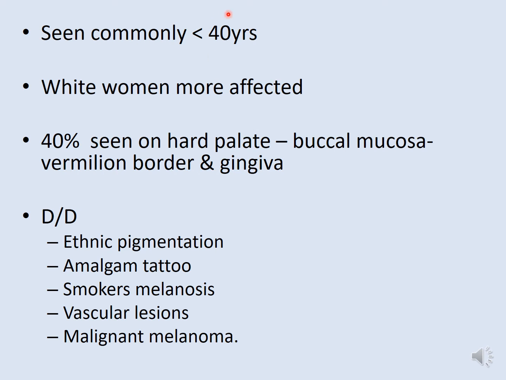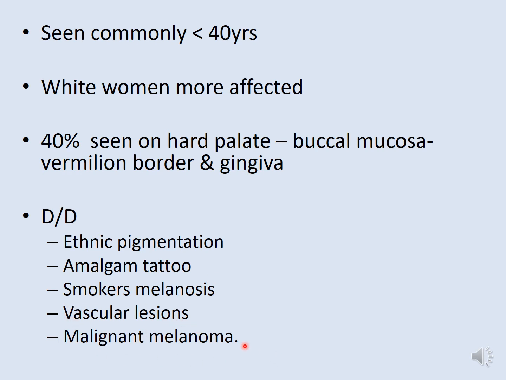So clinical features: they're seen commonly in people less than 40 years old, more common in white women. 40% are seen on the hard palate, followed by buccal mucosa, vermilion border, and the gingiva. Now, differential diagnosis, DD here means differential diagnosis. You need to rule out ethnic pigmentation, amalgam tattoo, smoker's melanosis, vascular lesions, and malignant melanomas.